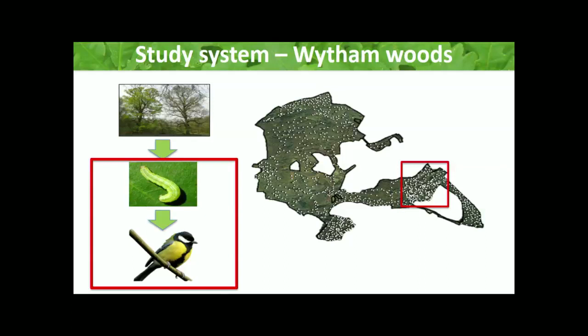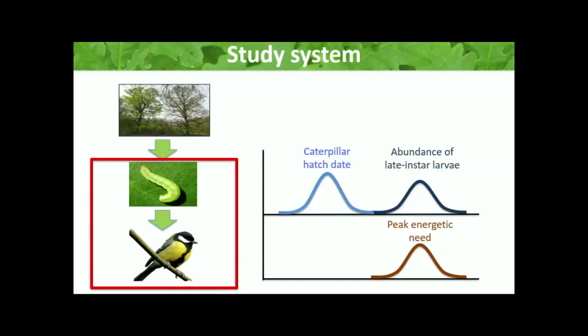So matching for the great tits and the caterpillars. As I've already said, the great tits want to time their breeding and the peak demand of chick rearing, which is when chicks are about 7 days old, to match with the highest abundance of late instar larvae of the caterpillars. But this is quite challenging for the great tits because their initiation of reproduction, they're laying the first egg, actually occurs 30 days, roughly, before the peak demand, and this is in advance of when the caterpillars hatch. So they can't use a cue of the abundance of caterpillars to decide when to breed.